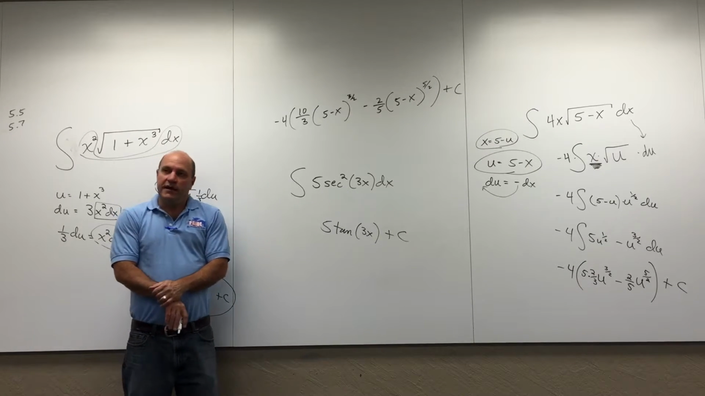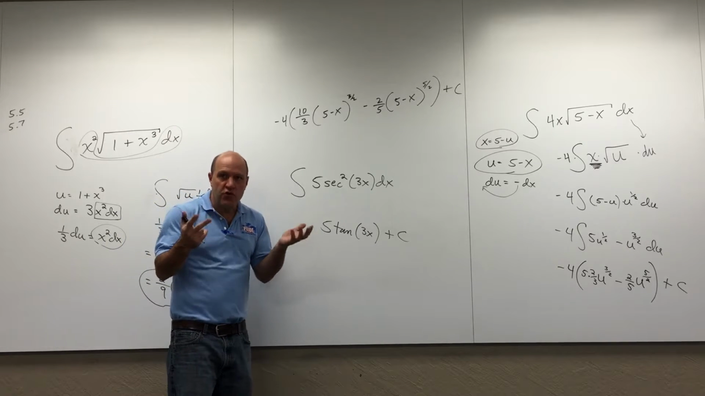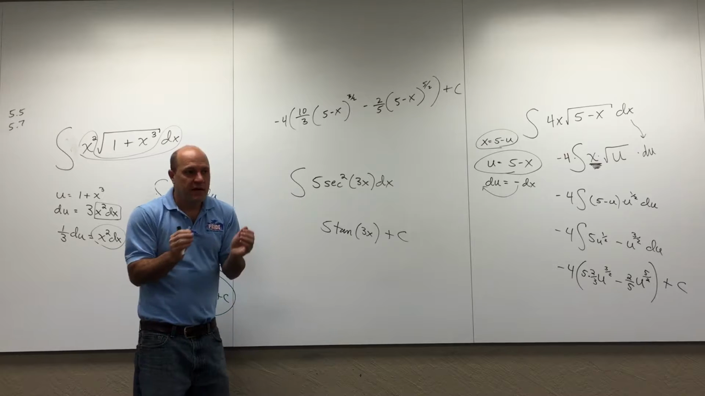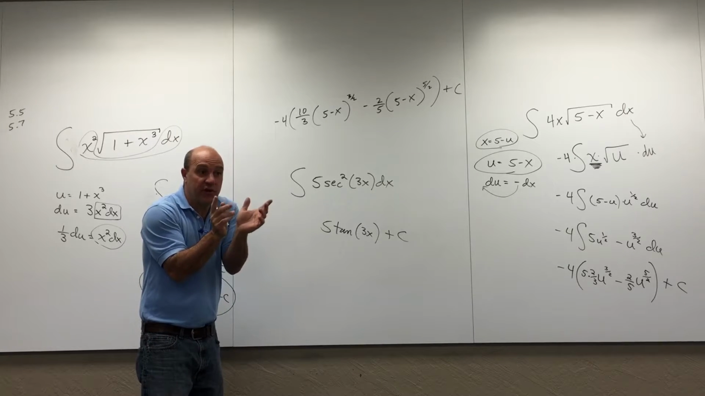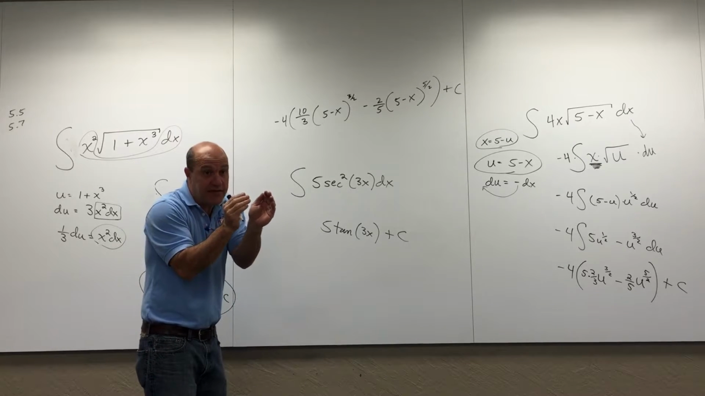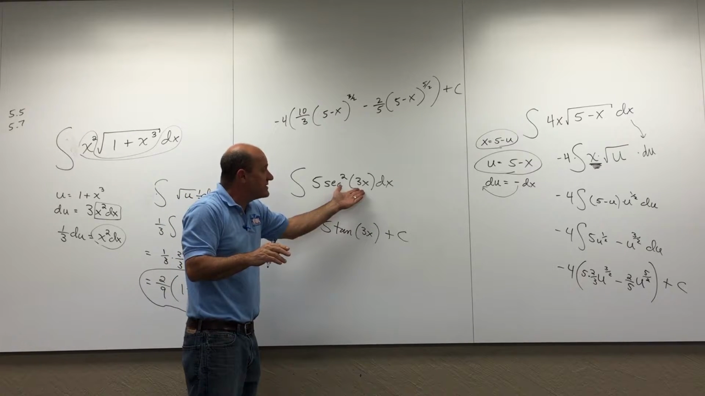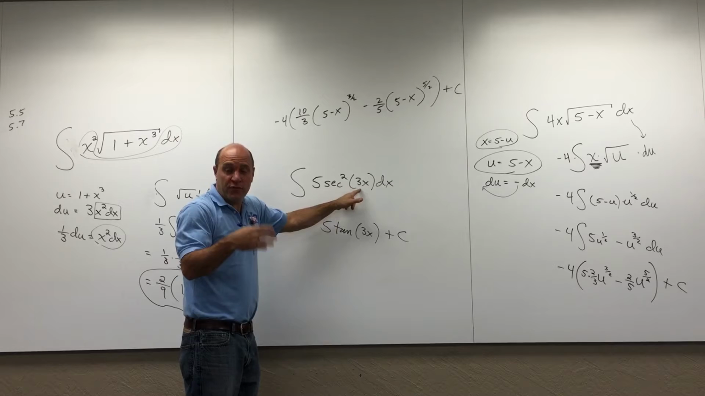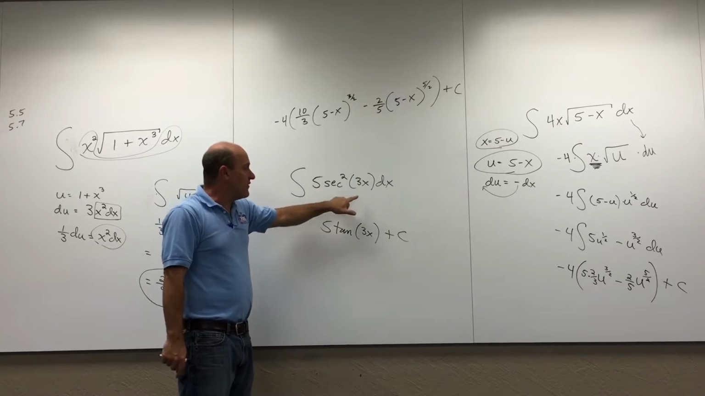Technically, is there something you should have called u? What should I have called u? The little angle inside the trig function. If the little angle inside the trig function is more than just an x, then you better call it a u. So that little 3x, I should have called that a u.